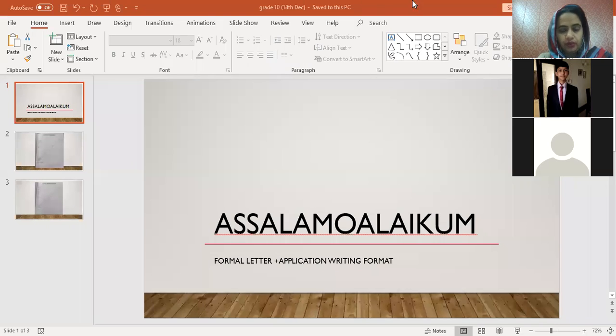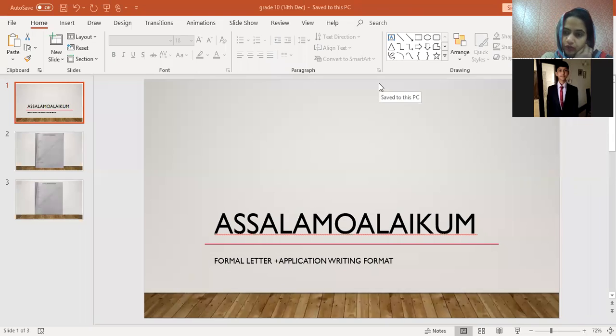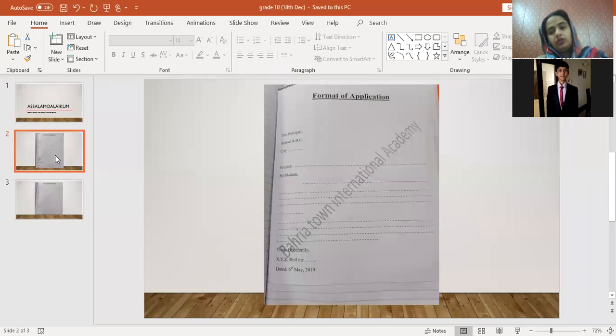So today we are going to discuss the letter and application writing format as per the requirements of the federal board. Okay, we have a number of students. Let's start with the discussion. Today we'll just have the discussion on these two things. Many of the people were confused about a few of the things. Let's just discuss it first, and then we can clear the confusions the students have.